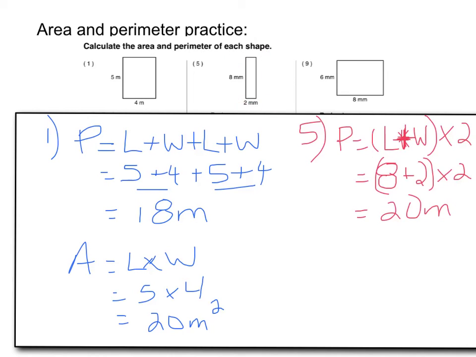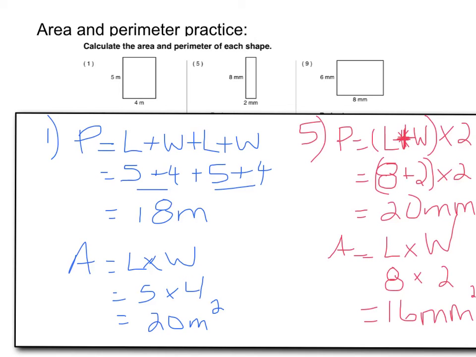Now for the area, always length times width when we're talking about rectangles or squares. 8 times 2, which would be 16. And our units are millimeters. Be careful, I made the mistake up there. Millimeters squared. So 16 millimeters squared would be the amount of space inside of my 2D shape for that one.